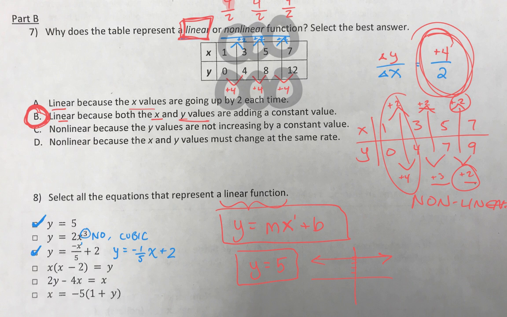Now this next one, you might be thinking, yeah, it's got an x to the first power, it's got an x to the first power, but those get multiplied by each other. And when you multiply x by x, you do get x squared.